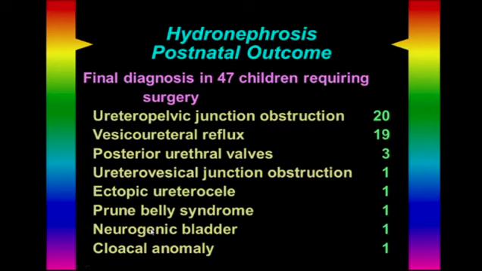Overall, in the fetuses who did require surgery, these are the diagnoses. The most common requirement for surgery was for ureteropelvic junction obstruction and for vesicoureteral reflux, and then there were a smattering of other diagnoses in our children after birth, including posterior urethral valves, ureterovesical junction obstruction, ectopic ureterocele, prune belly syndrome, neurogenic bladder, and cloacal anomalies.